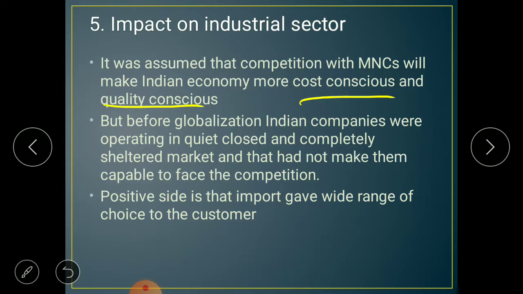Yes, we assumed that Indian companies will become cost conscious, but they are not becoming cost conscious. Why? Because earlier we were living in a comfort zone. Government was feeding the Indian industrialists, and they were eating without doing hard work, without any effort. But after globalization, we are competing with the foreign multinationals. See what happened. Before 1991, Indian industries were taken care of as a child. You know how a child is taken care of? Parents are giving everything to them, they are nourishing them.